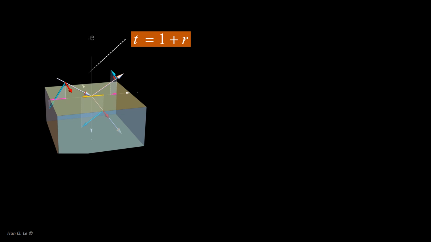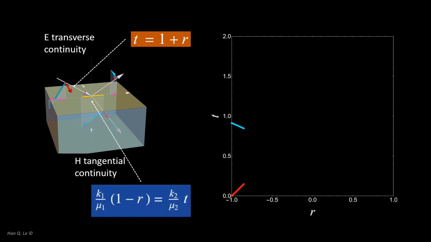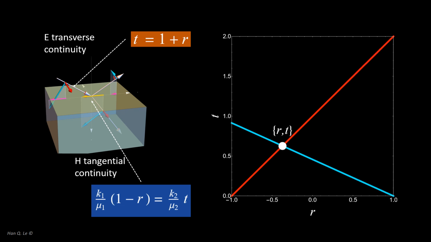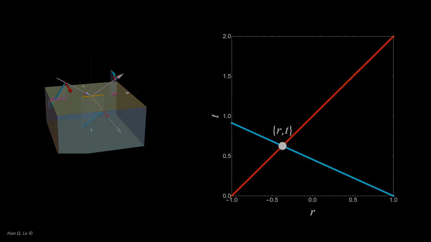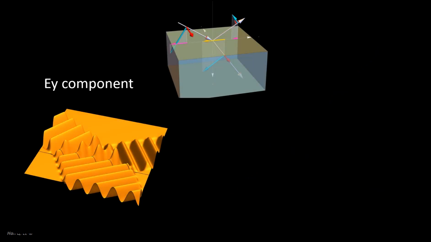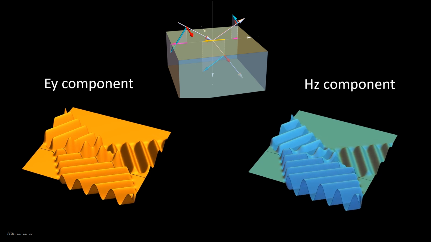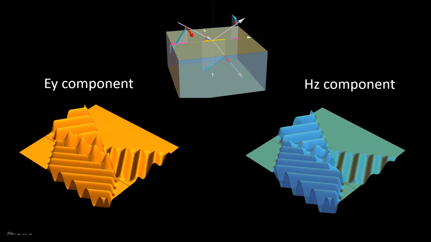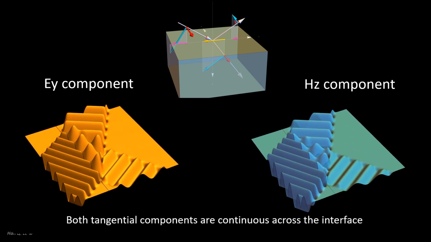With two tangential continuity equations, one for E field and one for H field, coefficients R and T are uniquely determined, giving a unique wave solution for the entire structure. A three-dimensional plot can illustrate the field continuity. The left-hand side shows E field, the right-hand side shows H field.